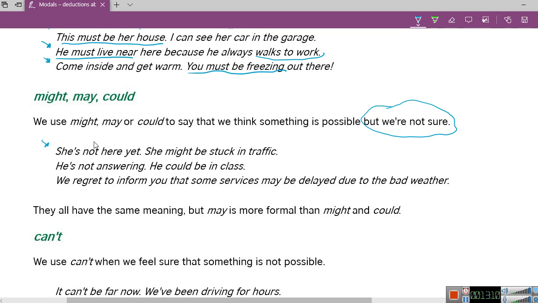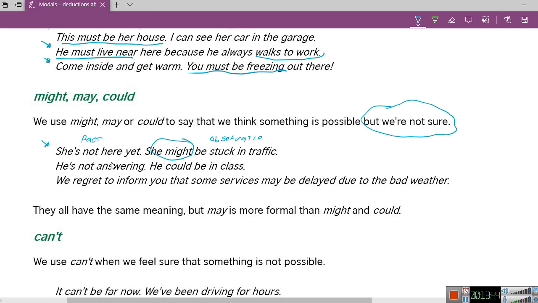She's not here yet. This is the fact, the bigger thing that we know. Now we have the observation. She might be stuck in traffic. I'm making a guess. I'm not completely sure, but it's a possibility that she might be stuck in traffic. She might as well be stuck at the office or even at a party. I don't know about that. So that's why we use might, may, or could.